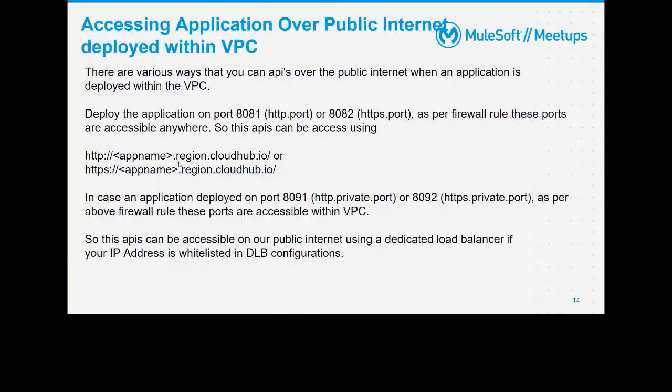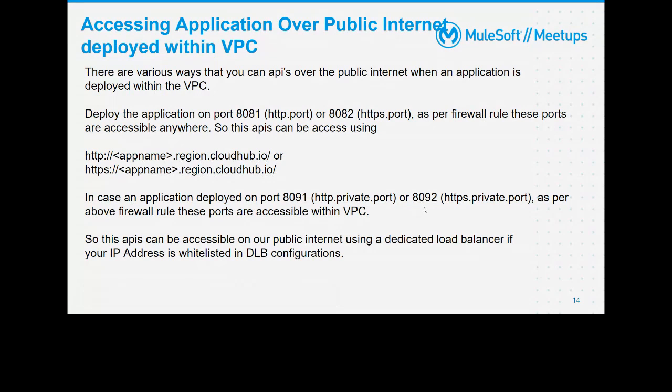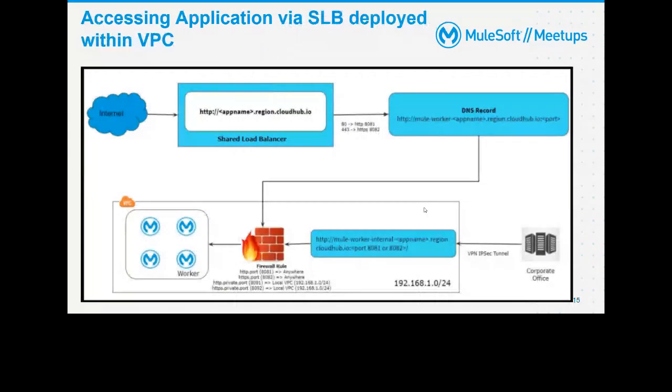So we have already discussed this. Basically, if your application is deployed over port 8081 and 8082, as per the firewall rule, it can be accessible publicly. These are the simple appname.region.cloudhub.io or https appname.region.cloudhub.io. This is the shared load balancer URL. In case you deploy an application on 8091 and 8092, those applications cannot be accessed over the internet directly. Those can be accessed from the on-premise data center if you create a VPN IPsec tunnel, or can be accessed within the VPC, not outside the VPC. To access those applications deployed within the VPC from outside, we are going to see a dedicated load balancer, basically.